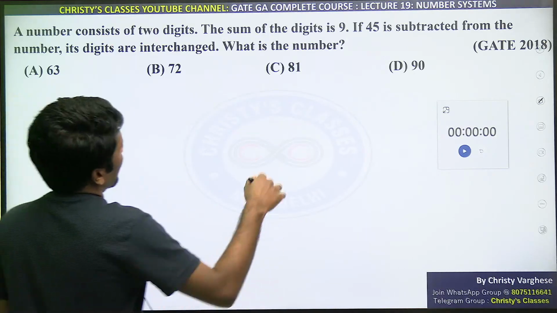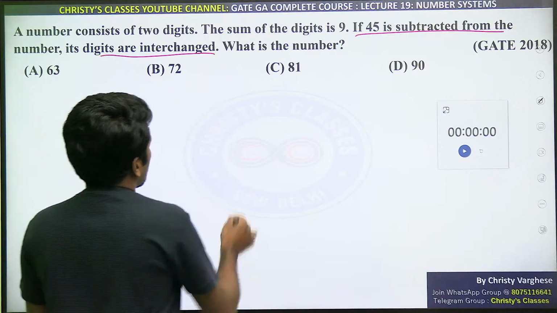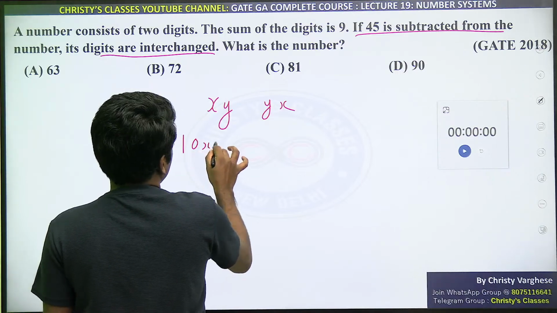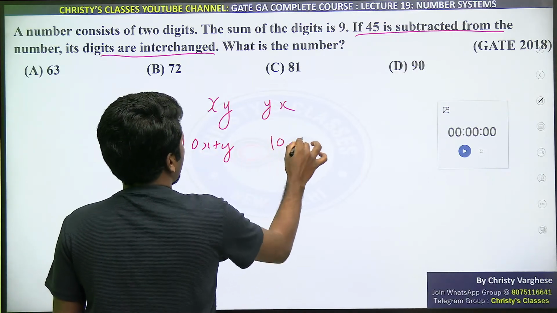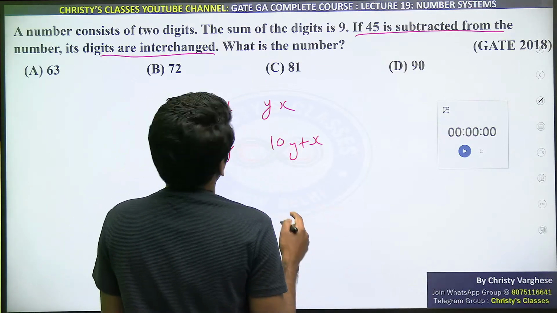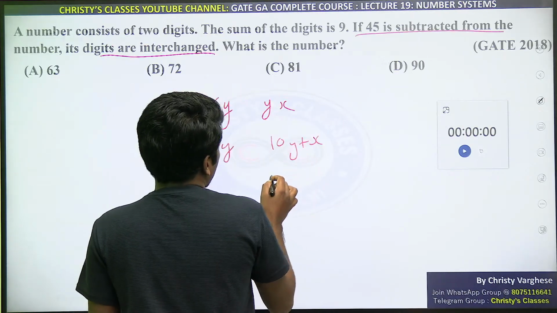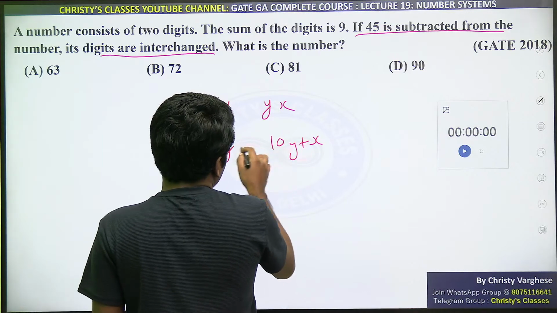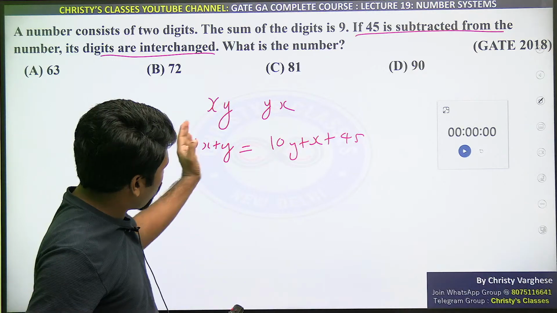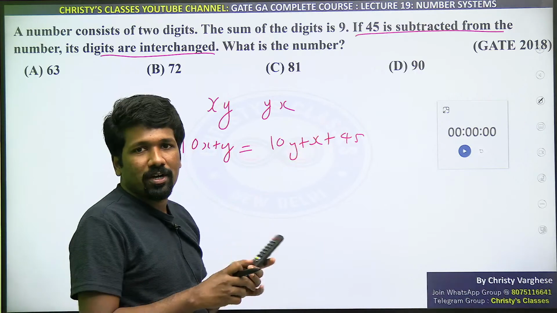Now the question is saying that if 45 is subtracted from the number, its digits are interchanged. So if we interchange the digits of xy, we get yx. That means if this is 10x plus y, then this is 10y plus x in decimal representation. What is the connection between these two numbers? 45 is subtracted from the number. If we subtract 45 from this, we get this. That means this plus 45 is the original number. The original number is bigger than this. How much bigger? 45 bigger.